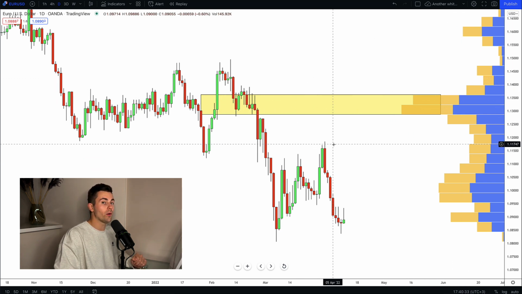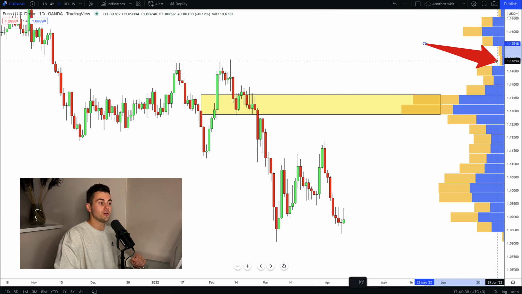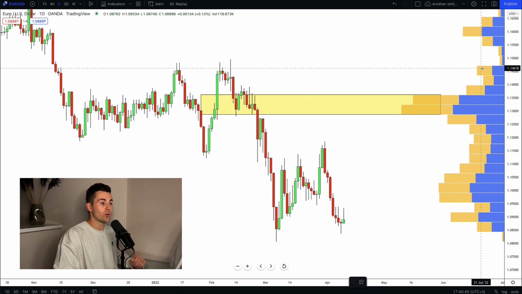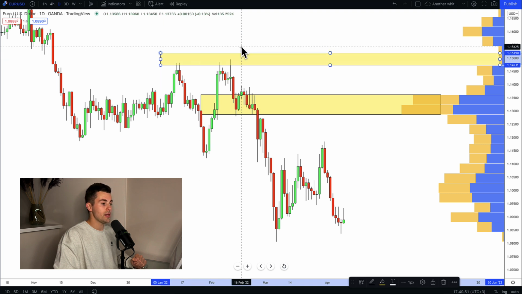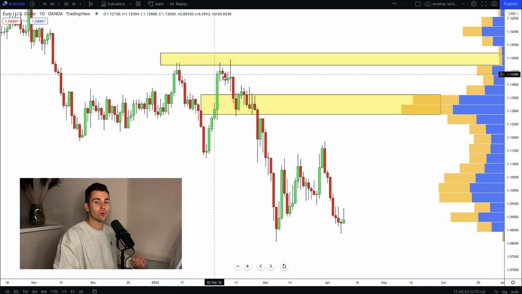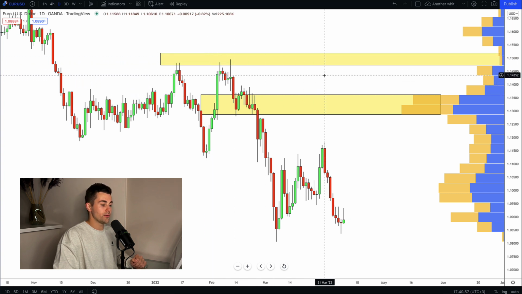So let's look for the low volume nodes. The first low volume node is right here. You can see that here we have a sudden decline in volumes. So let's take this one and based on its boundaries, let's draw the area, this zone again. Here will be our strong resistance. Yes, here will be our strong key structure.